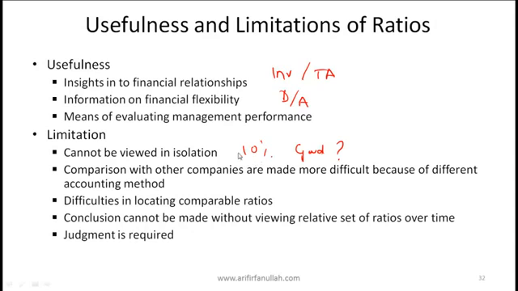Other limitations. When you do compare, the comparison with other companies is made more difficult because of accounting methods. If different companies account for inventory in different ways, then you need to make certain adjustments before you can use these ratios. Sometimes it's difficult to locate comparable companies. You might be in a business where it's not easy to find comparables, and that makes the use of ratios difficult. Conclusions cannot be drawn without viewing a relative set of ratios over time. That's obvious. And clearly with ratios, a lot of judgment is required.